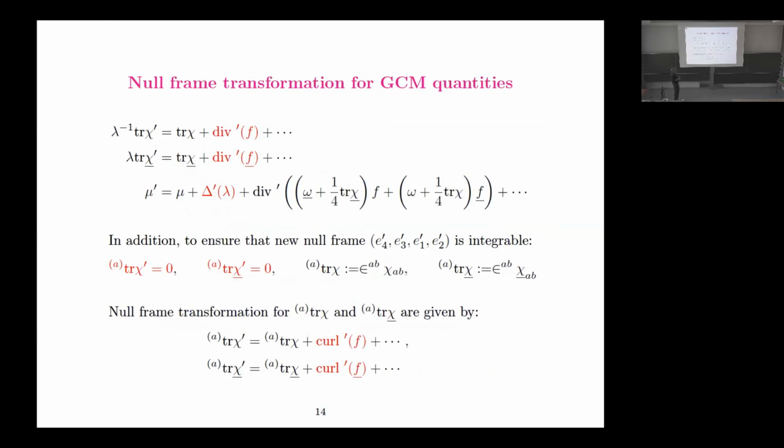Okay, but now let me apply this change of frame to my three favorite quantities, trace chi, trace chi bar, and mu, so the expansions and the mass aspect function. And if you do this, you see that what pops out is something which starts looking like an elliptic system for the change of frame coefficients. This denotes the divergence of a one form, and this denotes the Laplacian of my scalar on the new sphere. The prime is on the new sphere.